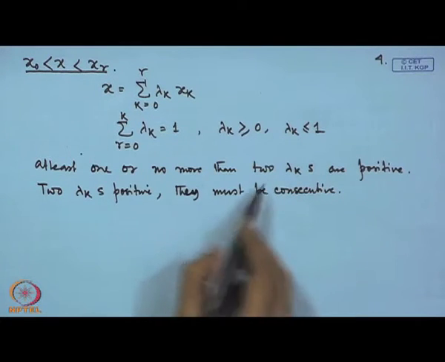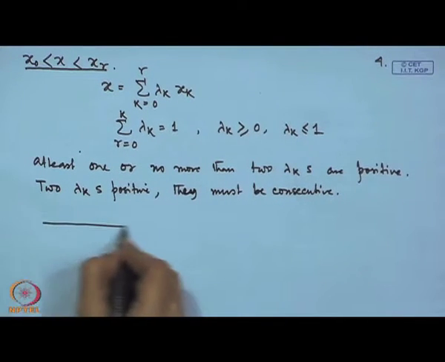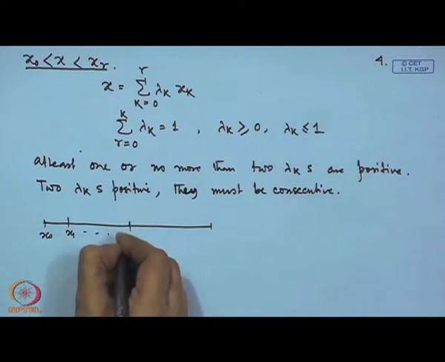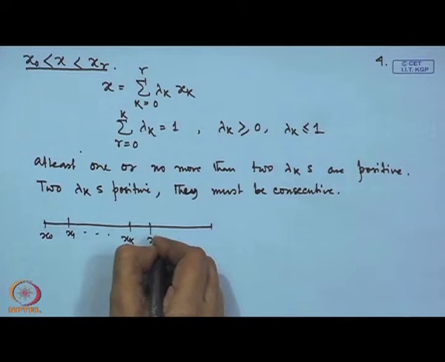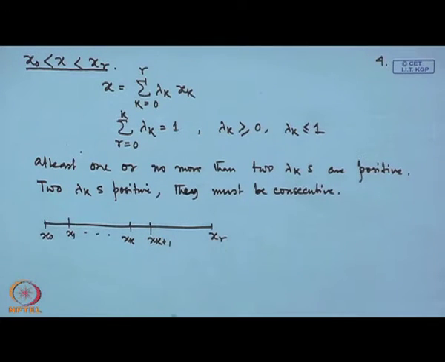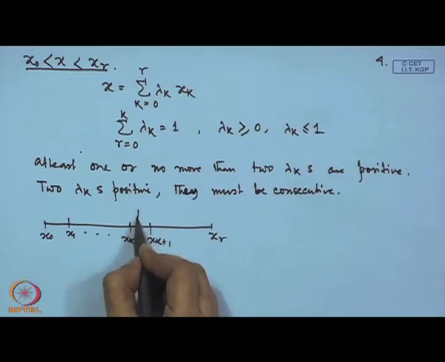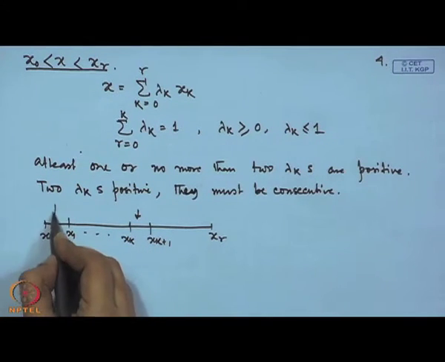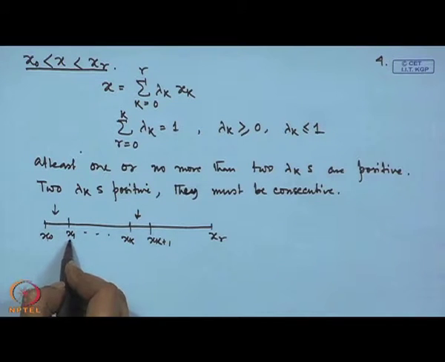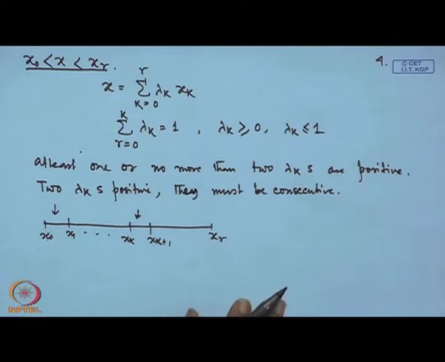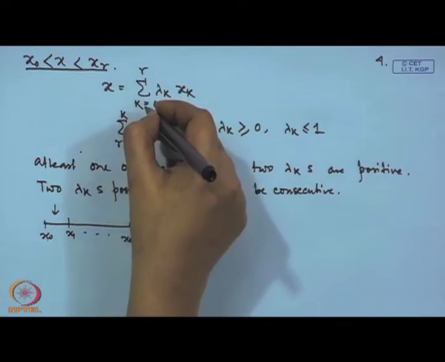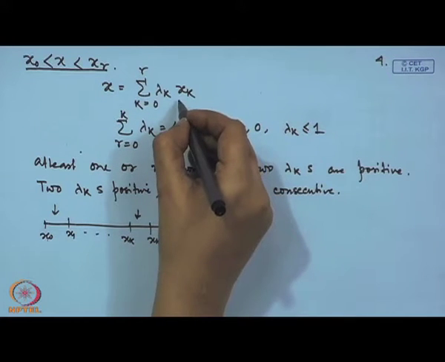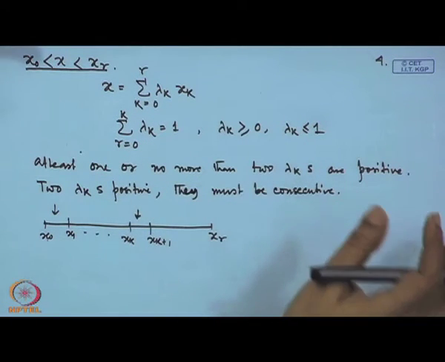Because we are considering the partition x0, x1, xk, xk plus 1 in this way up to xr. If x is here, then lambda k and lambda k plus 1 will be positive. If x is here, then lambda 0 and lambda 1 will be positive, others will be 0. In this way, we can write down the decision variable x in terms of r plus 1 number of grid points.